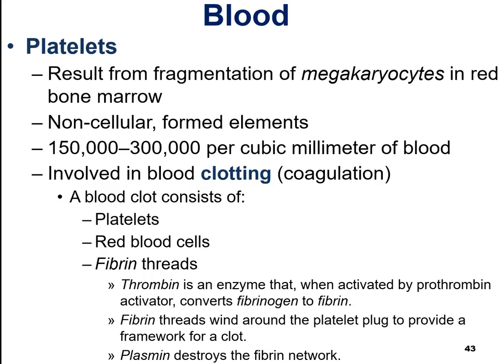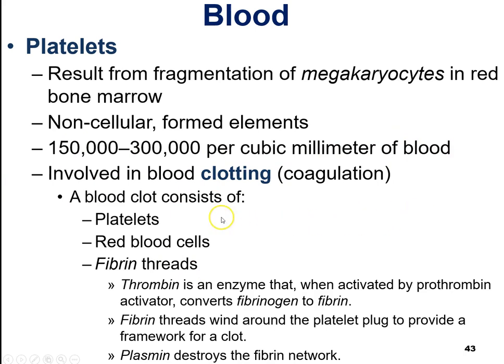The last component that we'll talk about are platelets, okay? Platelets are involved in clotting. They result from fragmentation of megakaryocytes, which you can think of as a precursor cell in the red bone marrow. And so again, they're fragments of cells, so they're not really cellular. There are about 150,000 to 300,000 per cubic millimeter of blood. They're involved in clotting, like I said.